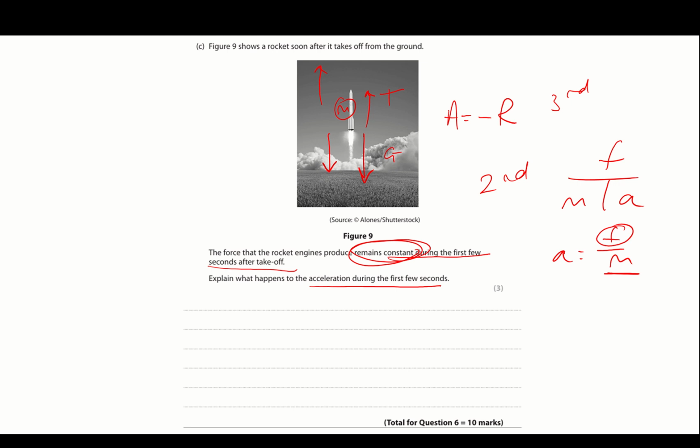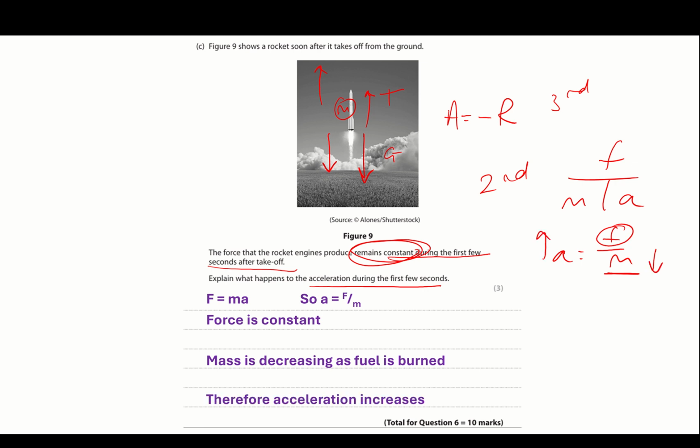So here's our model answer. F equals ma, so a equals F over m. That's Newton's second law. Force is constant, gives us that in the question, so there's no mark for that, but the mass is decreasing as fuel is burned. So if mass is going down, this has got to be going up, acceleration's got to be going up. Therefore, acceleration increases. That's it, all done.